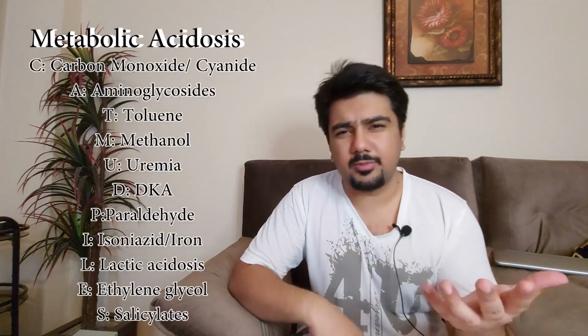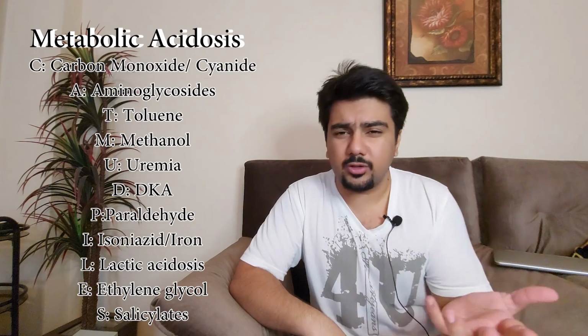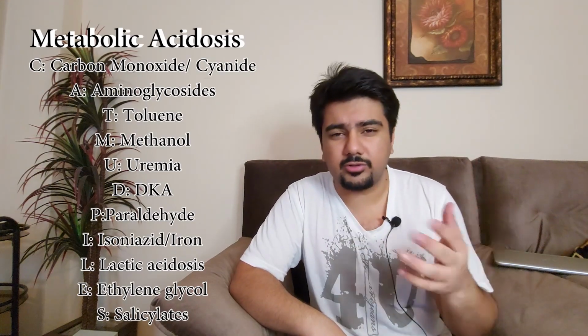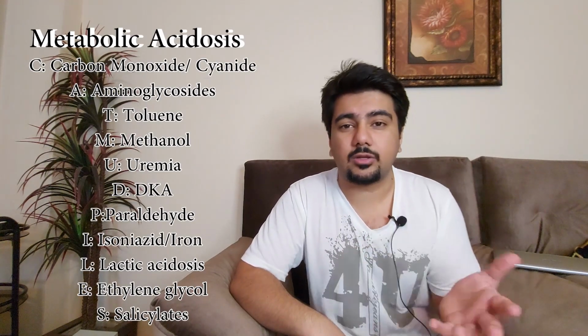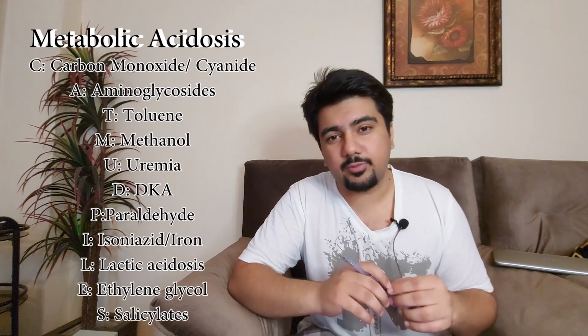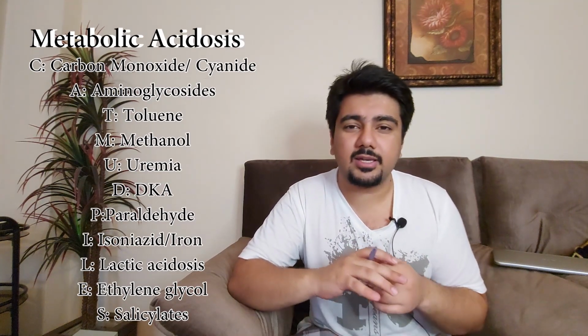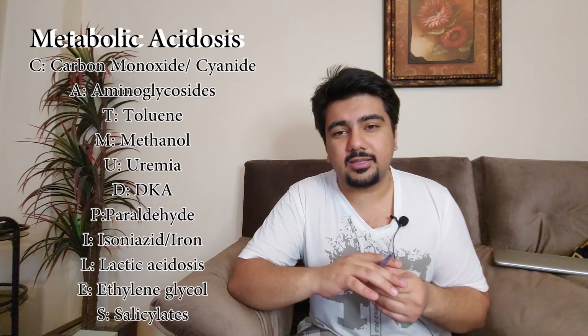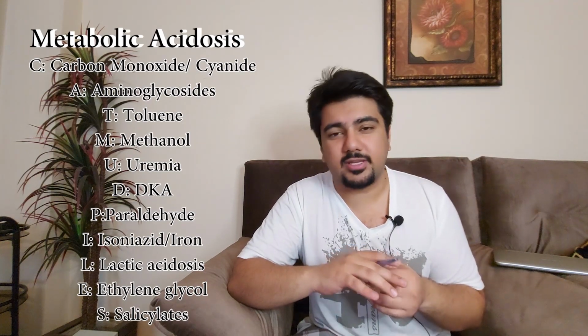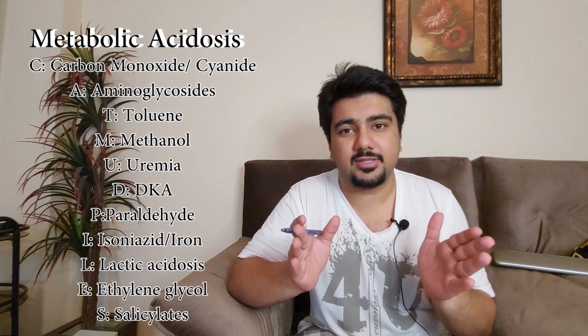Now, there is no way around it. You have to memorize this mnemonic. I'm going to throw it on the screen over there. It is CAT MUDPILES: carbon monoxide poisoning, toluene poisoning, methanol, uremia, diabetic ketoacidosis, alcoholic ketoacidosis, paraldehyde poisoning, isoniazid and iron poisoning, lactic acidosis, ethylene glycol poisoning, and salicylate poisoning. There is no way around it. You have to memorize this. So whenever you see a patient with a high anion gap metabolic acidosis, you have to think of these diagnoses.